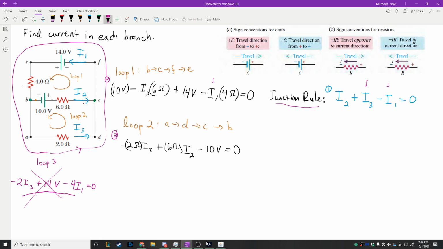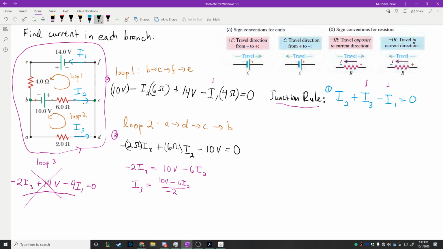For this equation here, we would get something like negative 2 I3 would be equal to 10 volts minus 6 I2. Tell me very quickly if you see that I make an algebra mistake here, because if I drop a negative sign somewhere, it's definitely going to be hard to find it later. We want to solve for I3, so I3 is equal to 10 volts minus 6 I2, divided by negative 2. That's one equation we can use.